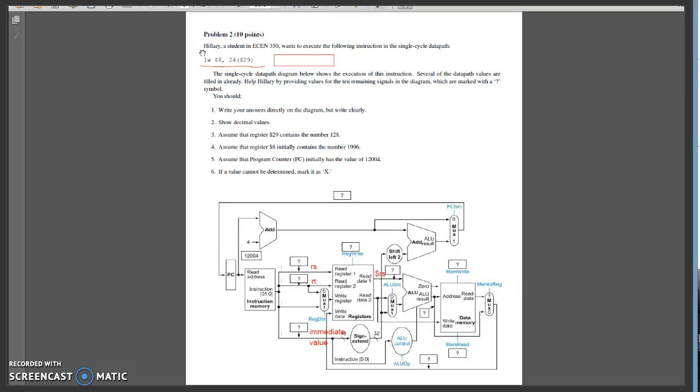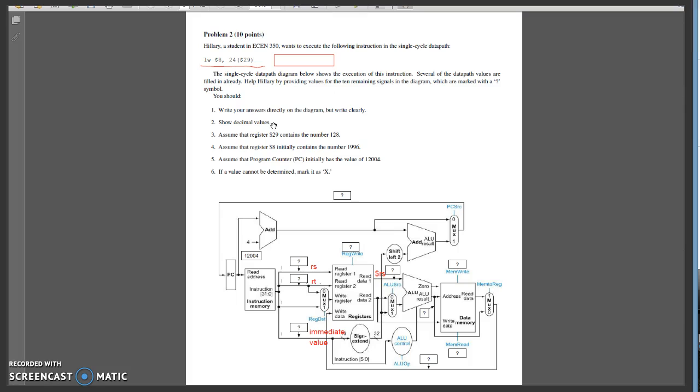Alright, let's get started. Hillary, a student in ECEN 350, wants to execute the following instruction in the single cycle data path. This one marked below. The single cycle data path below shows the execution of this instruction. Several data path values are filled in already. We must provide the remaining 10 signals in the diagram, which are marked with the question mark symbol.